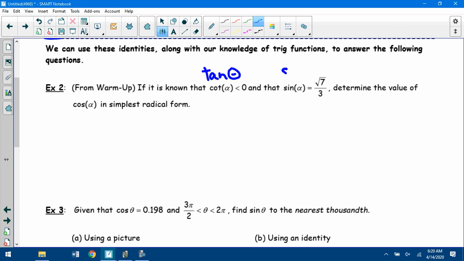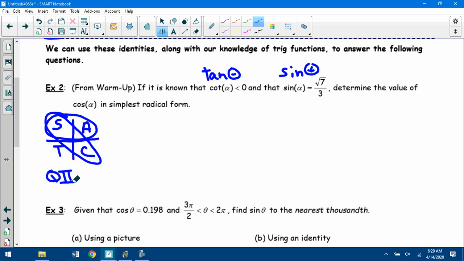So we know that sine is positive. Determine the value of cosine of theta, or alpha, in simplest radical form. So you still have to do all students try cheating. You need that. Okay, so tangent's negative, not A and T. Sine is positive, A and S. You're in quadrant 2.